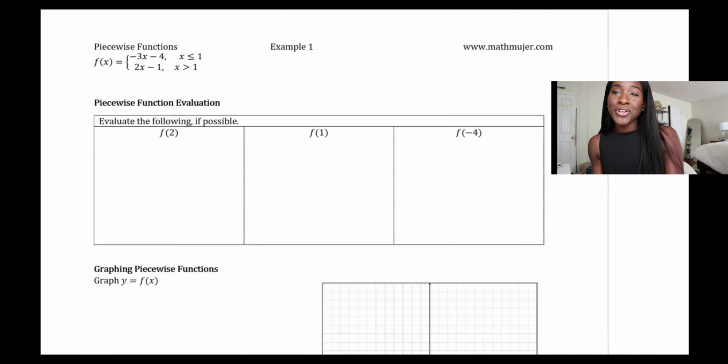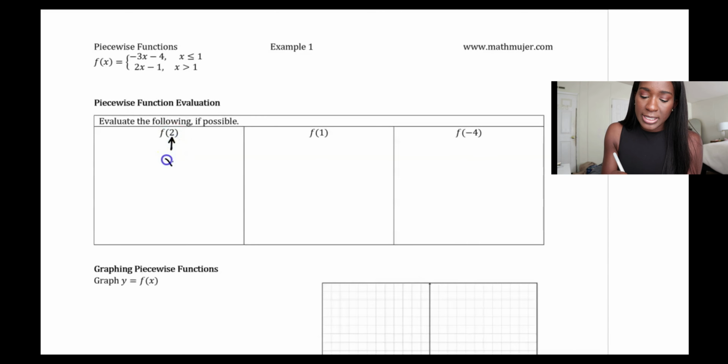The first thing we want to do is some piecewise function evaluation. We have these three different values. Let's start with the first one, f of 2. This is asking us what is the y value that we get out of the function when we plug in 2 for x. So this little 2 on the inside of the parentheses represents an x value.